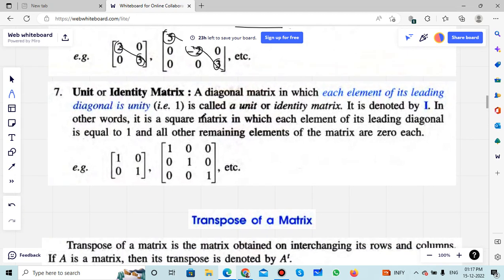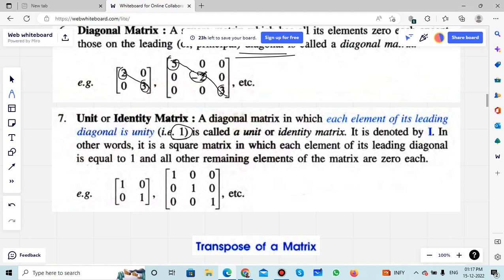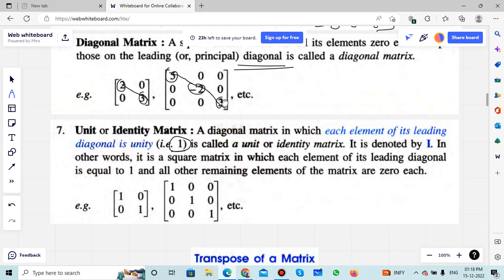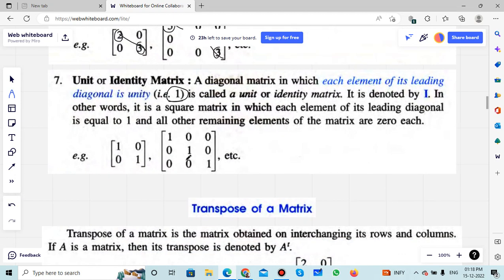Then the next one is the unit or identity matrix. A diagonal matrix in which each element in the leading diagonal is unity, meaning 1. So here we have a diagonal matrix because the numbers are not 1. If it is only 1 1 at the place of these numerical elements, which are 5, minus 2 and 3, then it will become a unit matrix. So a diagonal matrix in which the elements in the diagonal are only 1. So 1 1 1 1 1 like that. So this is a unit matrix.